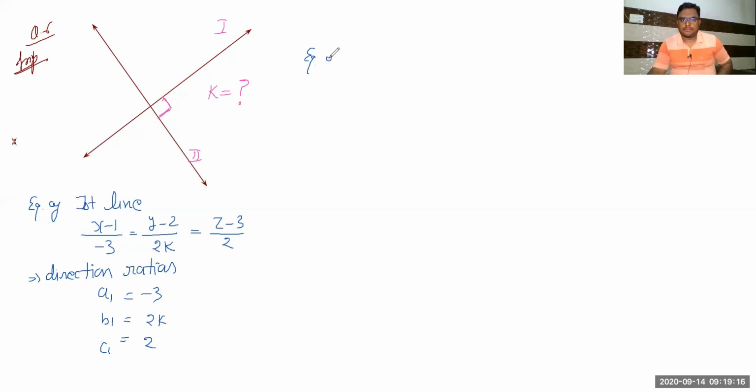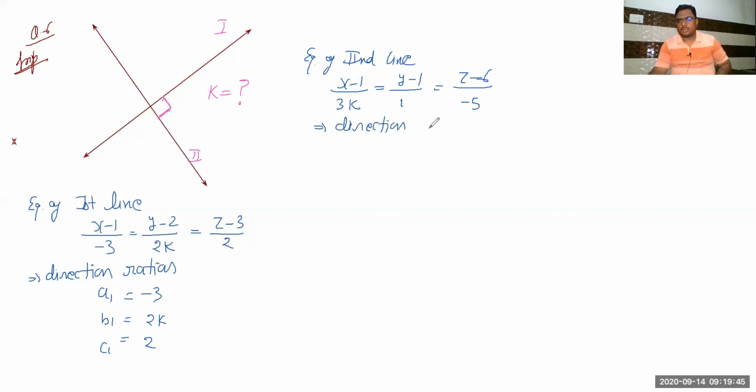Equation of second line. So what is the equation of second line? x minus 1 upon 3k is equal to y minus 1 upon 1, z minus 6 upon minus 5. So this implies that direction ratios. So what are the direction ratios? a2, b2, c2: 3k, 1 and minus 5.